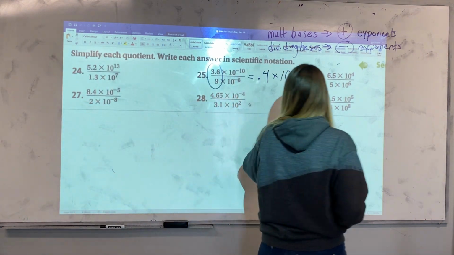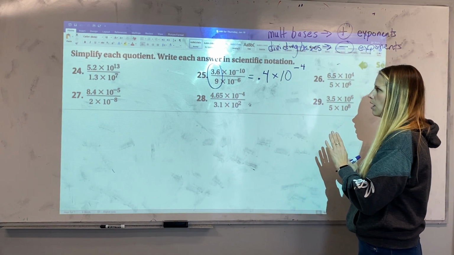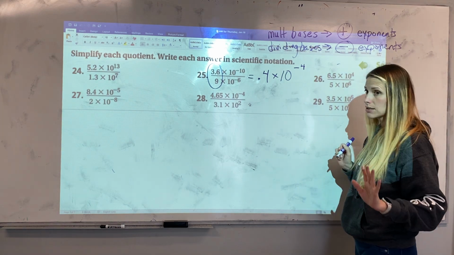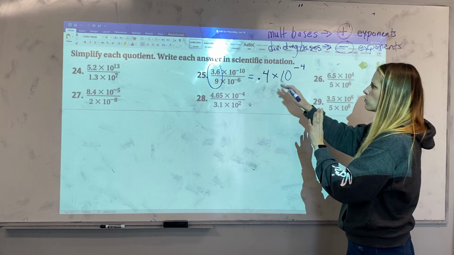This answer, there is nothing wrong with the value. This value is correct. I'm going to show you that the value is correct, the actual value. The way it's written is not okay, but the value is correct. And I'm just going to write it in standard form.